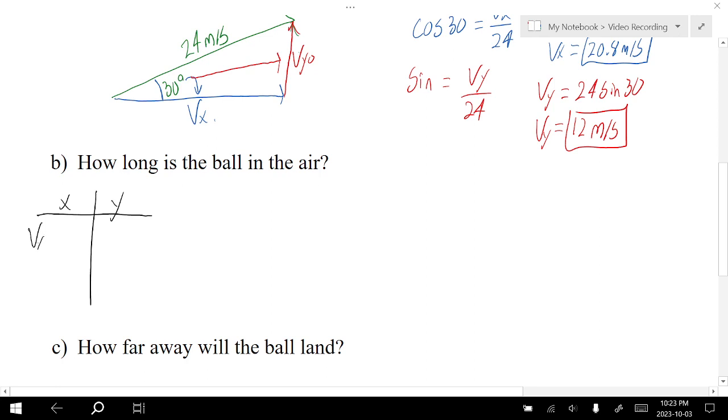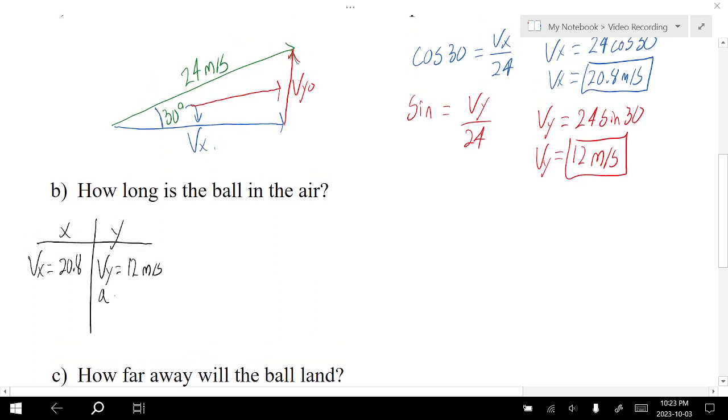So for example, Vx is 20.8, Vy is 12, and what else do we know here? We know acceleration in the y dimension is negative 9.8. That affects only the vertical dimension, not the horizontal dimension.